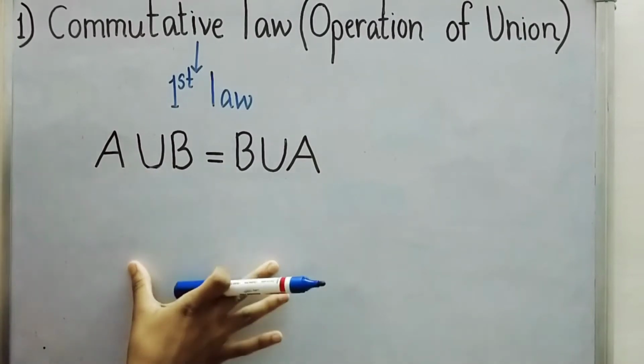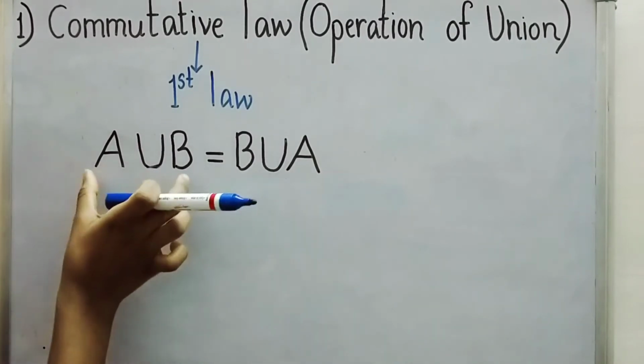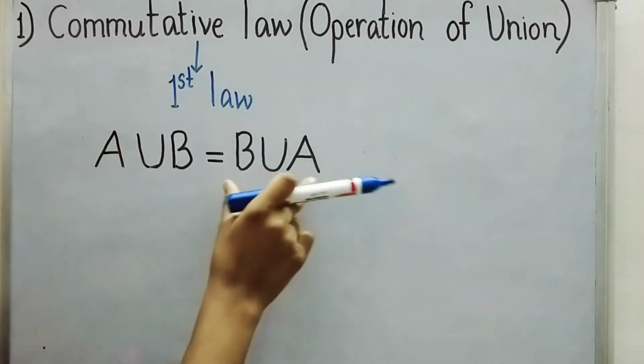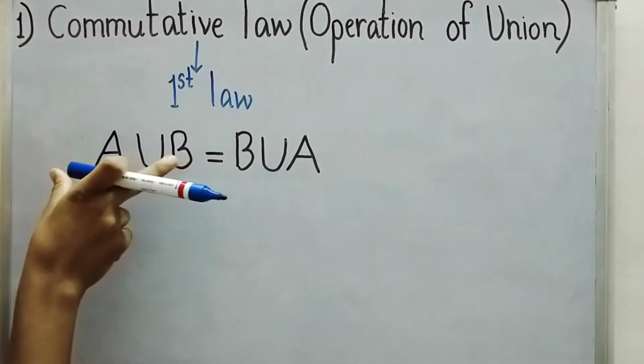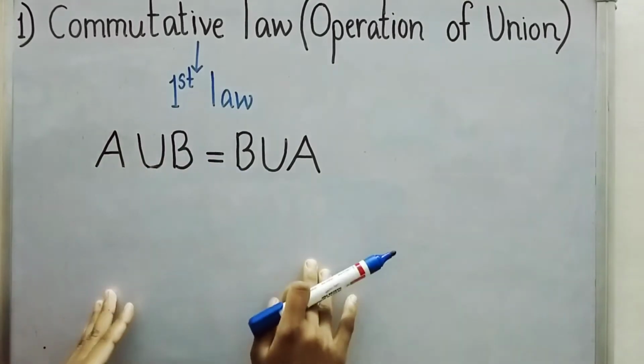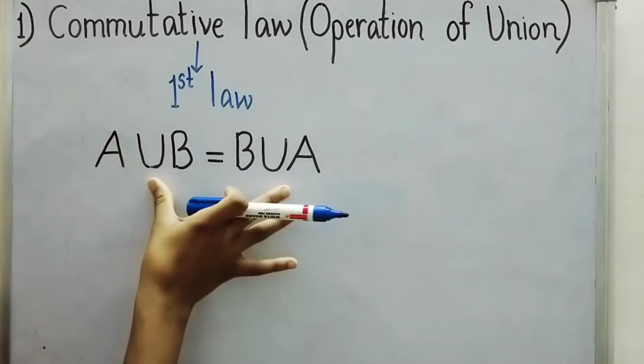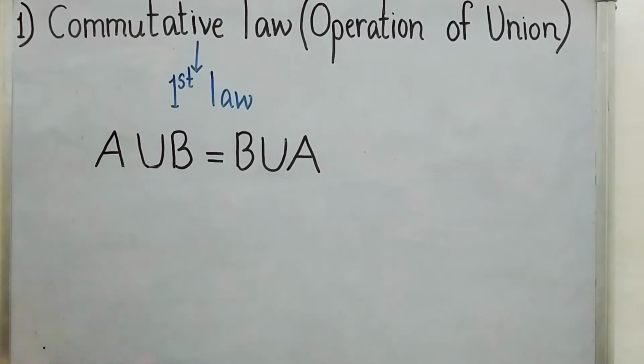Now to get this proof done, we have to make A union B a subset of B union A, and B union A a subset of A union B. From this, we will get these two to be equal. So we can prove it in this way.